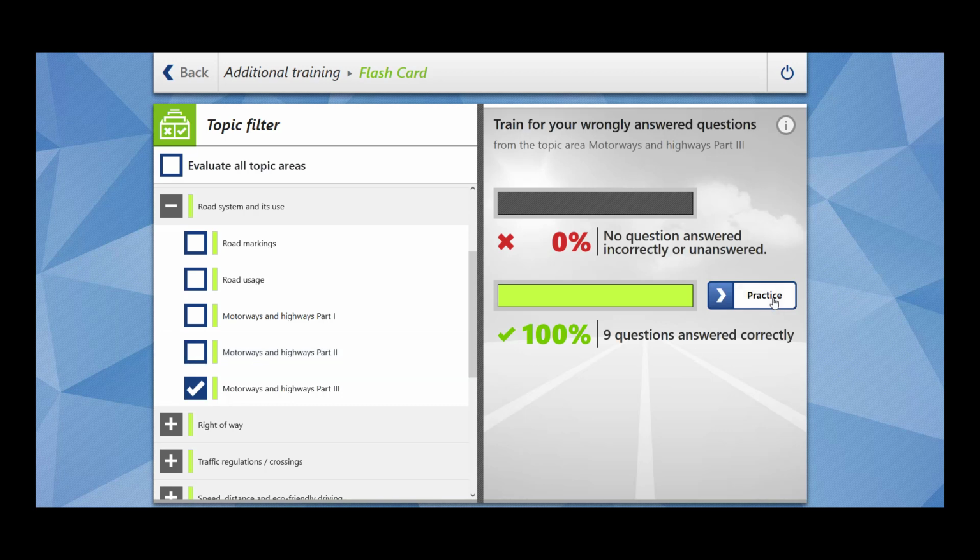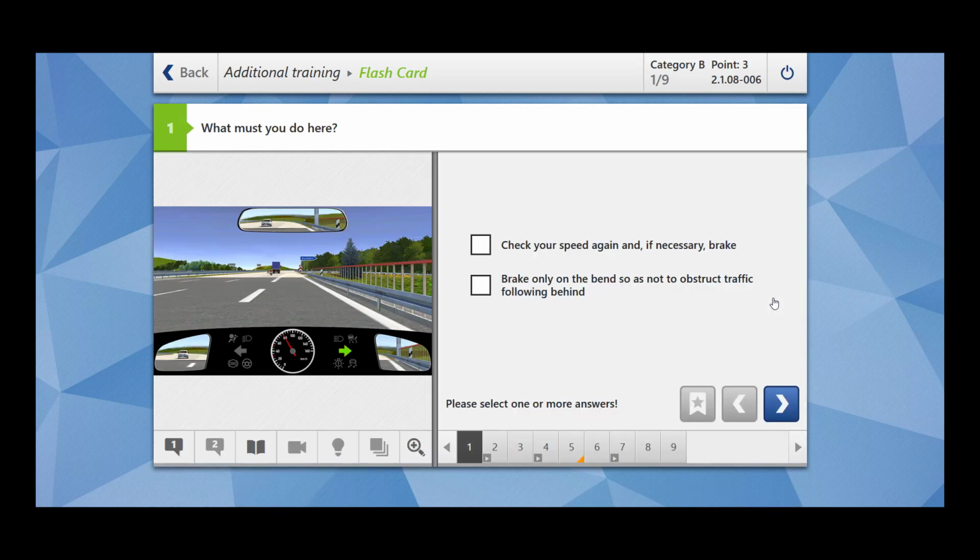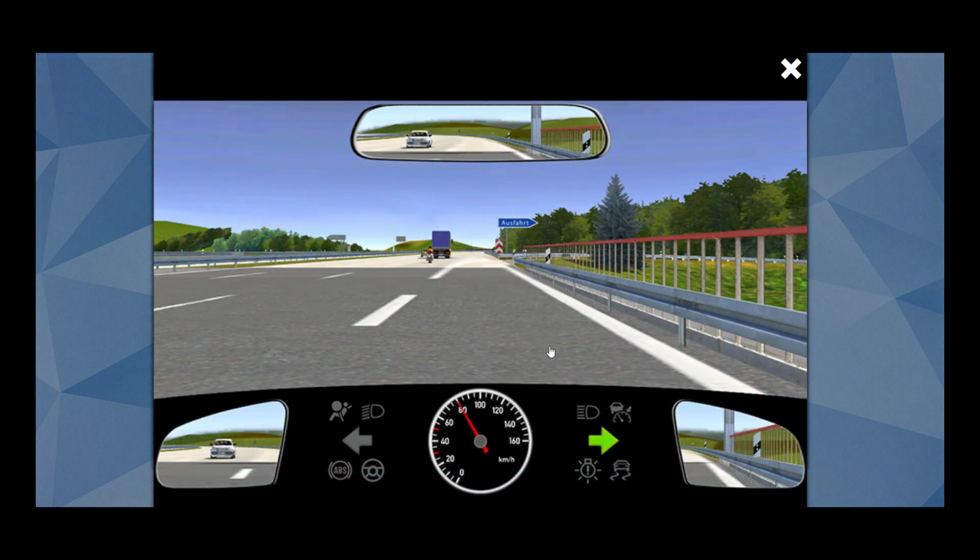Without wasting any time, let's begin. Starting with the very first question. What must you do here? What we see here, let's enlarge the picture, is that we are on the autobahn and now we are on the exit lane and we want to exit. We have already given the indicator towards our right side and this is the road where we want to exit.